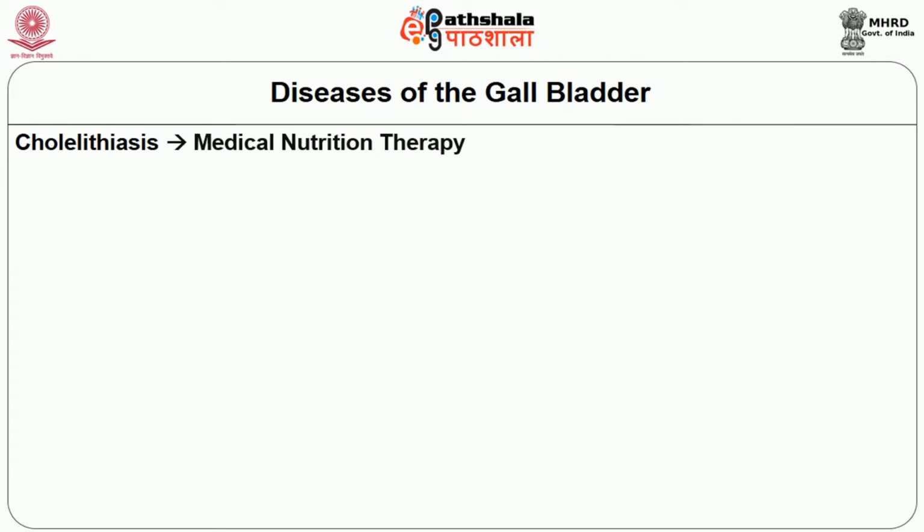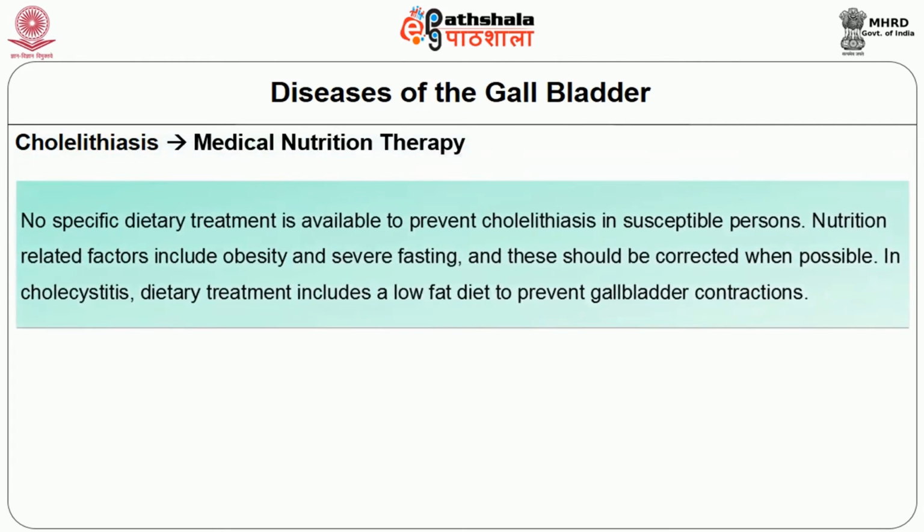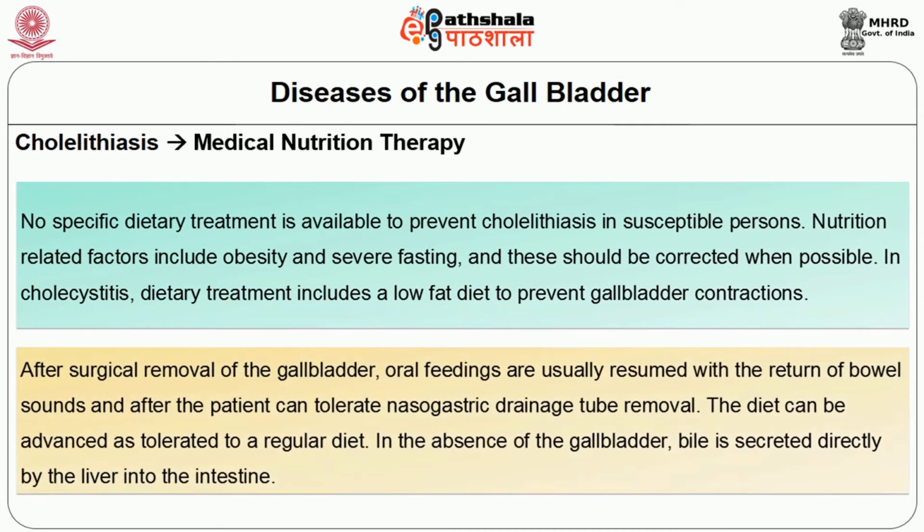Next, let us see the medical nutrition therapy. No specific dietary treatment is available in susceptible persons. Nutrition related factors include obesity and severe fasting, and these should be corrected when possible. In cholecystitis, dietary treatment includes a low-fat diet to prevent gallbladder contractions. After surgical removal of the gallbladder, oral feedings are usually resumed with the return of bowel sounds and after the patient can tolerate nasogastric drainage tube removal. The diet can be advanced as tolerated to a regular diet.